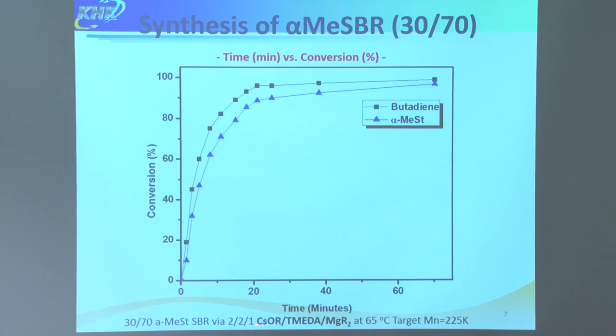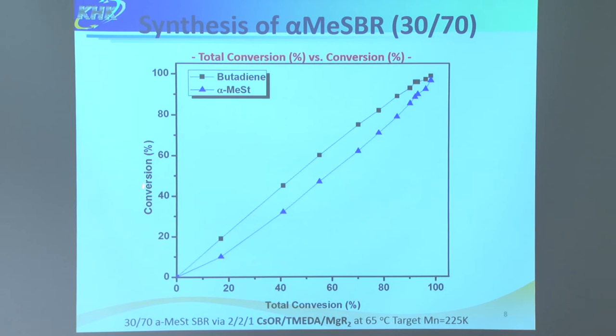And in this situation, you can see by using cesium alkoxide, TMEDA, and dialkyl magnesium at 65 degrees, the target molecular weight is 225,000. So you see, we're able to do that with this system. Now you can look at the conversion versus total conversion, and you find from this graph that it's really a true random SBR.